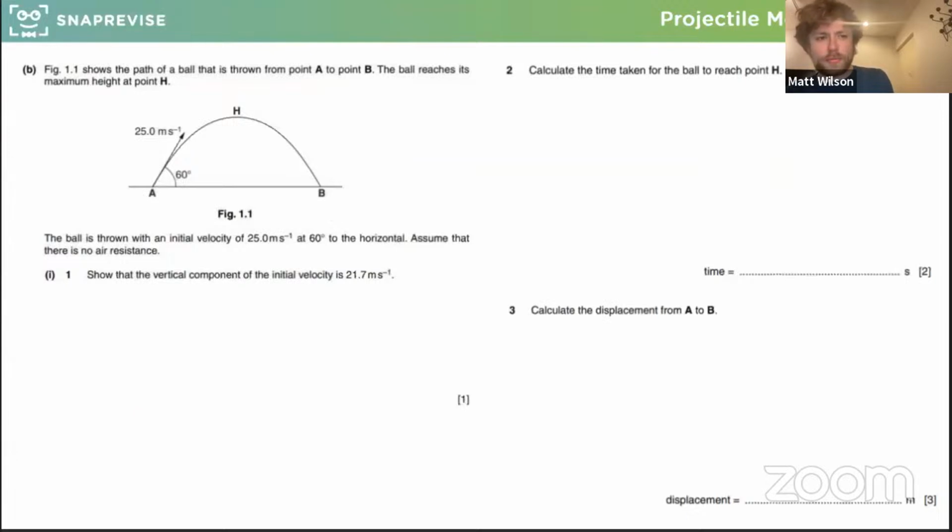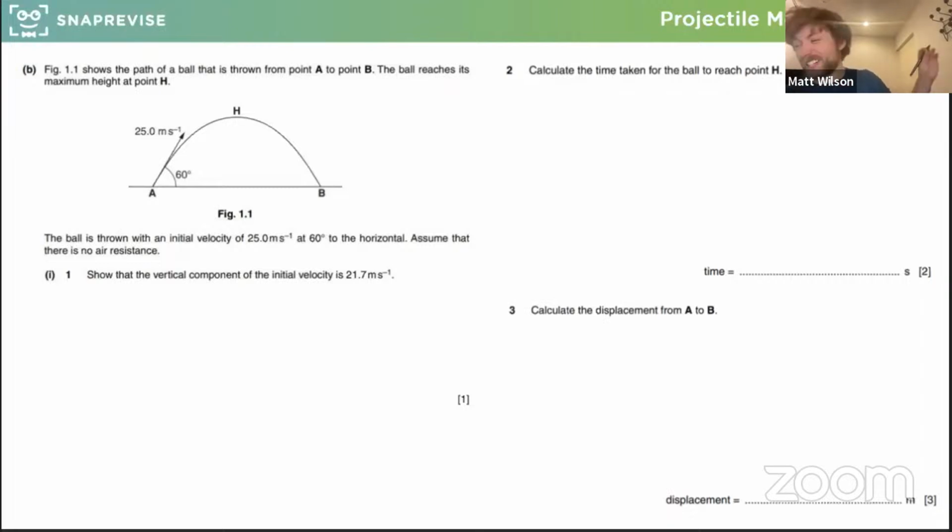So we have one more question, and it's a really nice one. Okay, in question B, figure 1.1 shows the path of a ball that is thrown from point A to point B. The ball reaches its maximum height at point H.